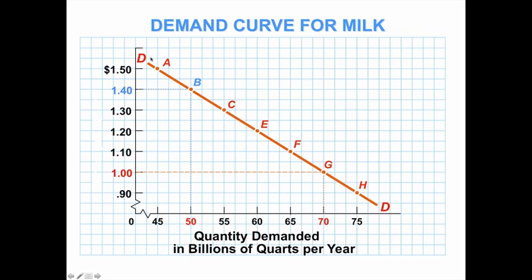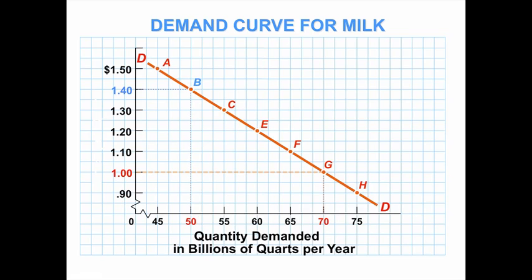And we can see that as the price falls, as we go down the vertical axis, the quantity demanded increases. That's the downward slope property of the demand curve, right? So at $1, the quantity demanded will be 70 billion quarts of milk per year.